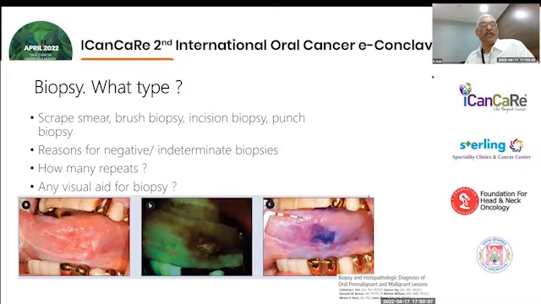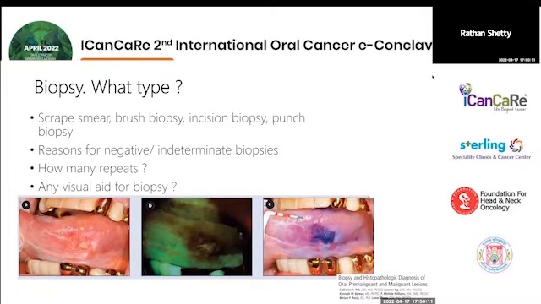I will just put up a few things down and a few aids for biopsy. Do you use any?